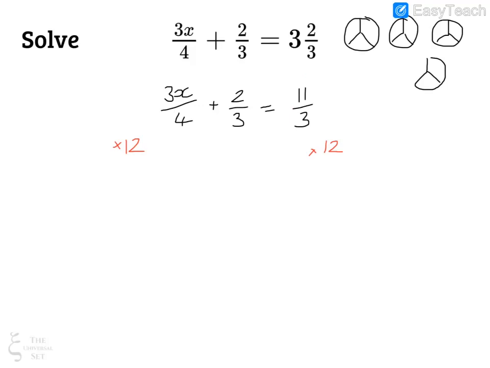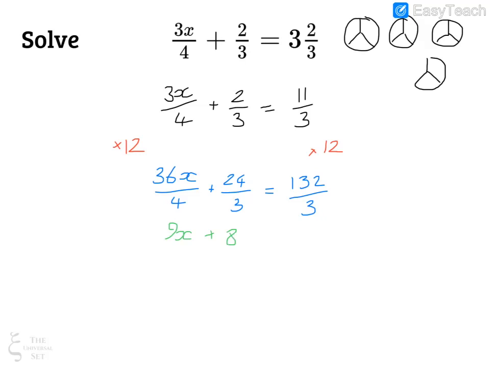So that's going to give me, first of all, 36x over 4 plus 24 over 3 equals, oh, this is going to test me, 132, is that right? Yes, 132 over 3. Good. Now we can do our simplifying of those fractiony bits, because 36x over 4 is going to be the same as 9x. 24 over 3 is going to be the same as 8.